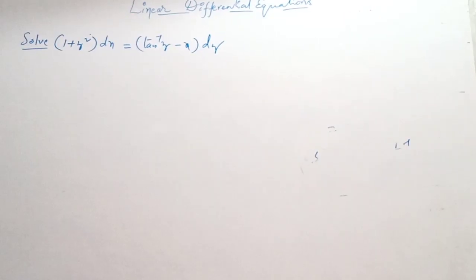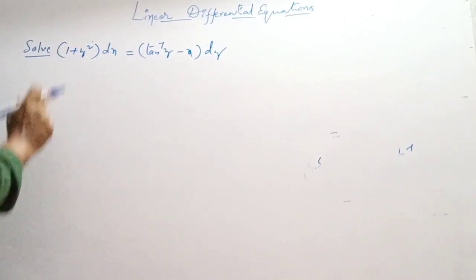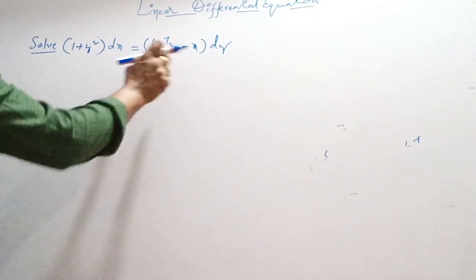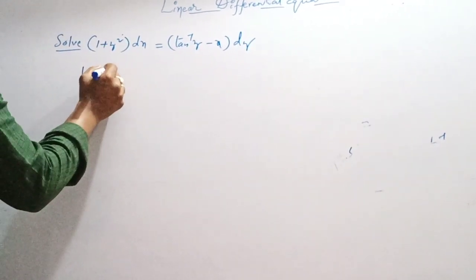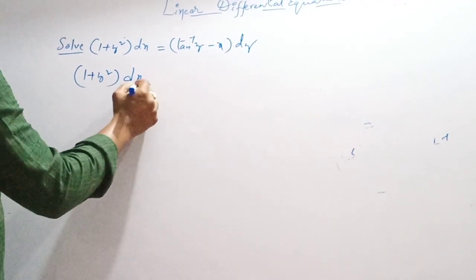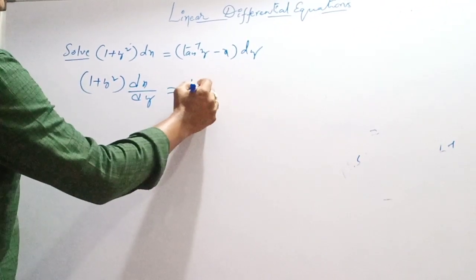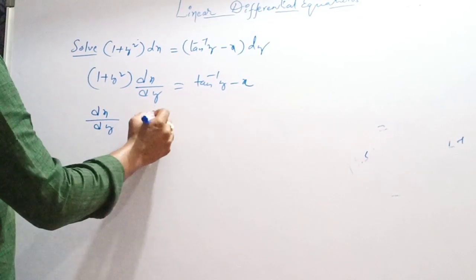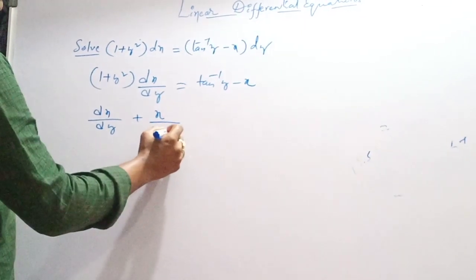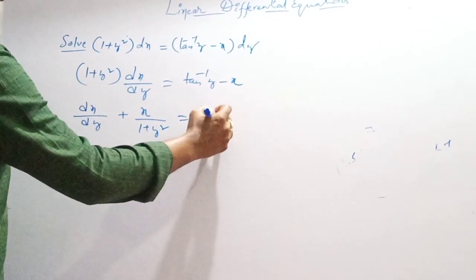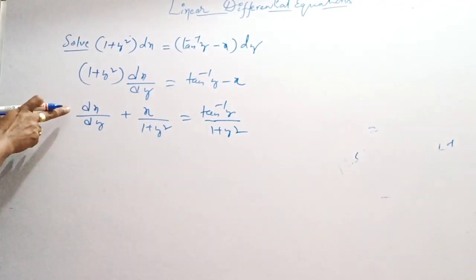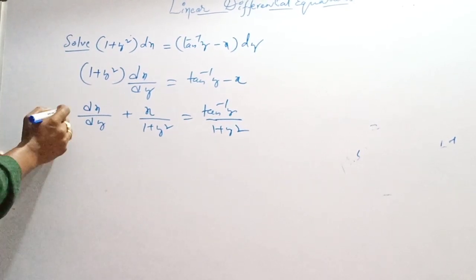This is the required solution of the given equation. Solve (1+y²)dx = (tan⁻¹y − x)dy. Rearrange the problem: (1+y²)dx/dy = tan⁻¹y − x. Again rearranging, dx/dy + x/(1+y²) = tan⁻¹y/(1+y²). No doubt, the coefficient of dx/dy is 1.